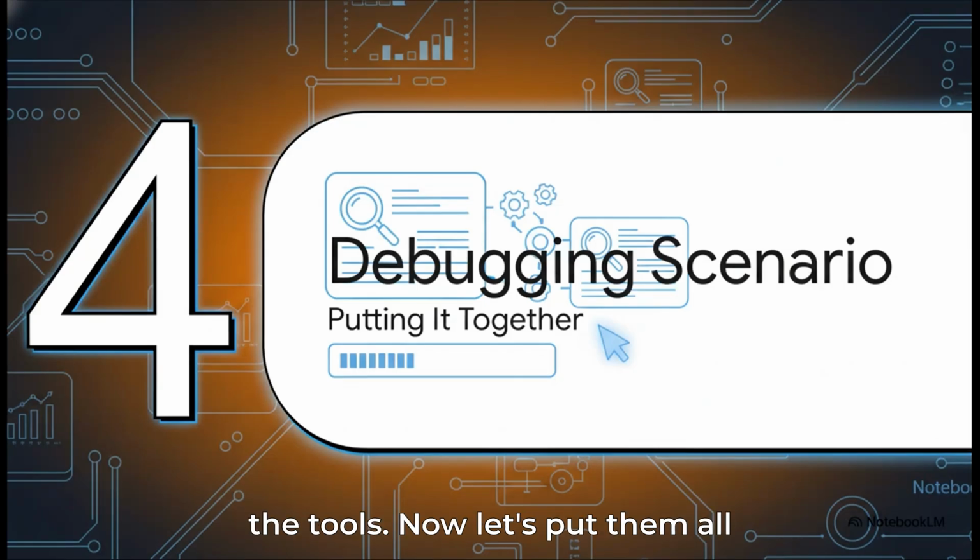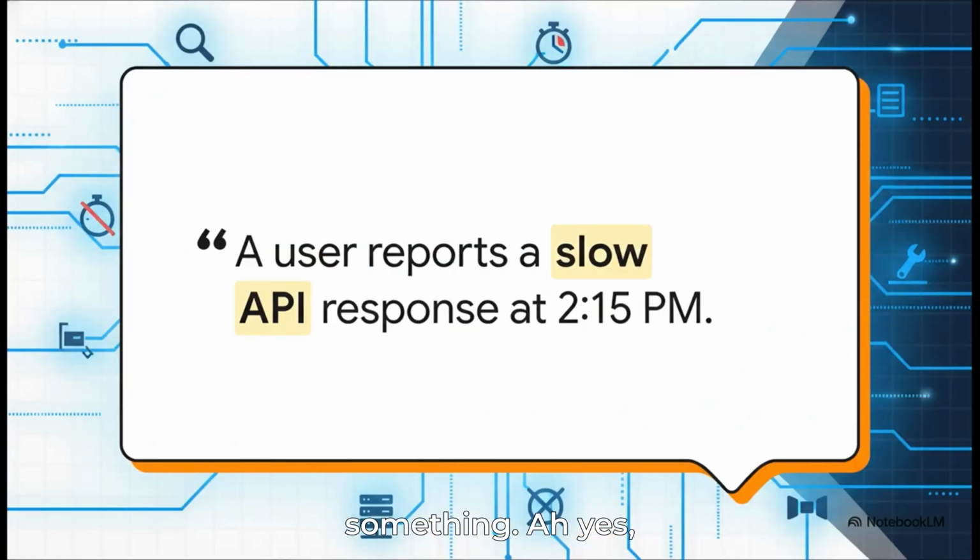Okay, we've learned the tools. Now let's put them all together and see how they work in the real world to solve a real production problem. Let's go from theory to triumph and debug something. Yes. The call that every single one of us has gotten. Something is slow. The report is vague. It's our job to use these filtering tools to hunt down the actual cause.